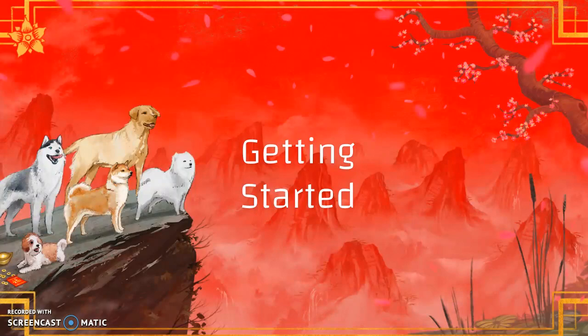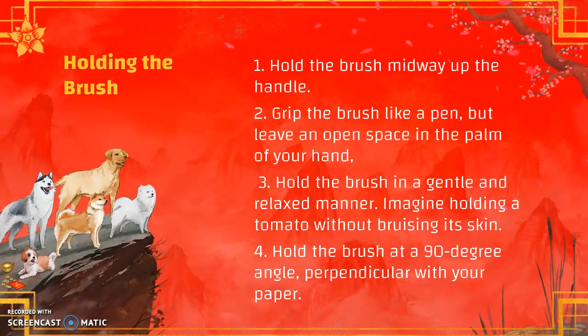So here are a couple basics for getting started. When you hold the brush, you're going to want to hold it about midway up from the handle. You're going to grip it somewhat like a pen, but you're going to want to leave an open space in the palm of your hand. It's almost like you're holding a tomato or a ping pong ball. You'll hold the brush in a gentle and relaxed manner. Imagine holding a tomato without bruising the skin. And make sure you hold that brush at a 90-degree angle, perpendicular with your paper.